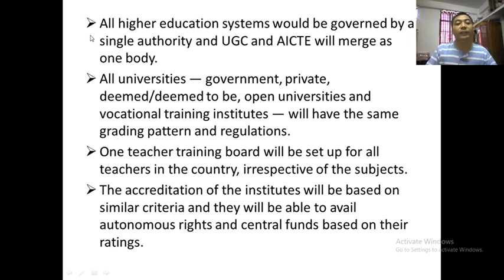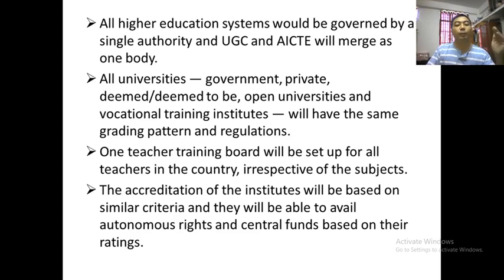Another change we see in higher education is all higher education system will be controlled by a single authority, and now the UGC and the AICTE will be merged as one body. All universities, that is government, central university, private university, deemed to be university, open university and vocational training institutes will have the same grading pattern and regulation. That means all systems of higher education, either private or government, will be graded with the same system of grading and regulation throughout the country.